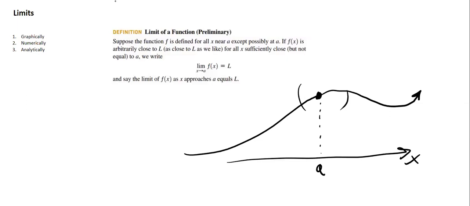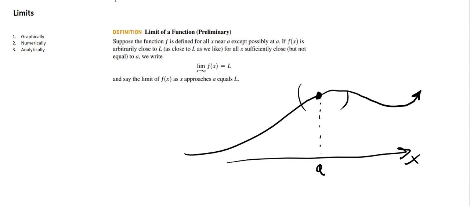That's what they're using here. It may not be defined there. There may be an open circle there. There may be something going on that we don't know. We can't calculate it, but it doesn't matter what's happening at that point for limits. Limits only care about what's happening right around it, right near it.